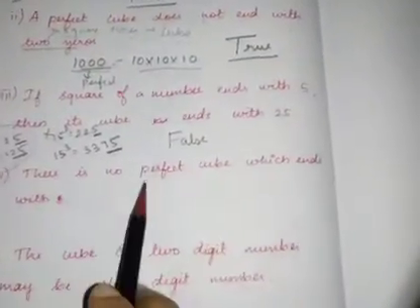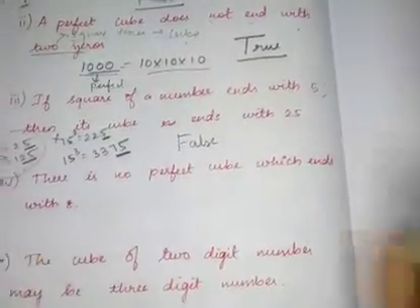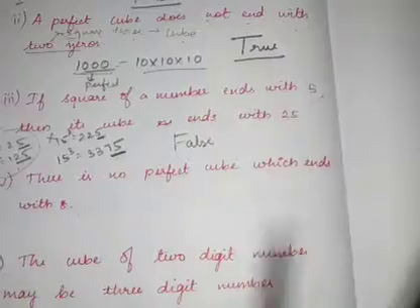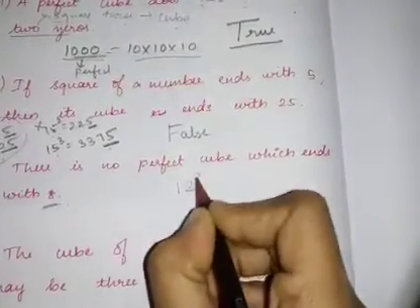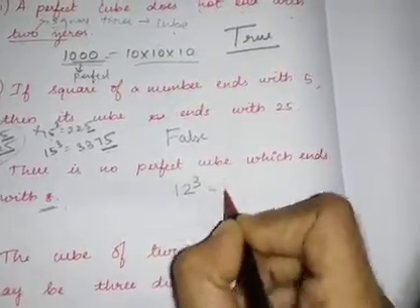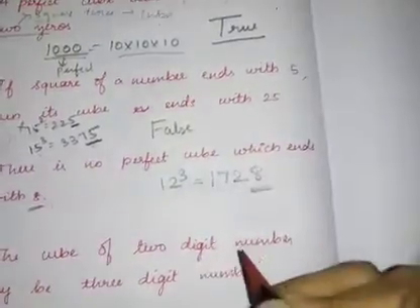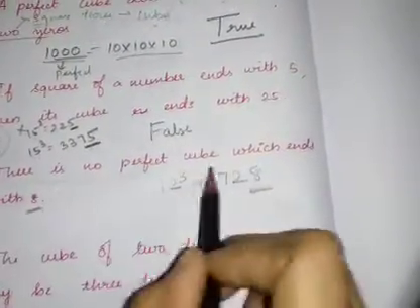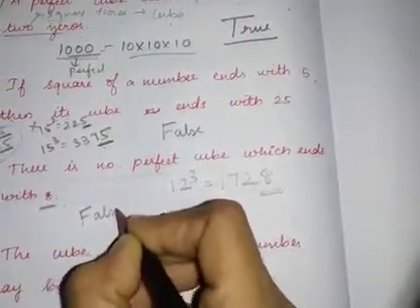Next, there is no perfect cube which ends with 8. They are saying that there is no perfect cube which ends with 8. Let me check with an example. 12 cube, what is the answer? I am multiplying and finding 1728. But it ends with 8, no? But they are saying there is no perfect cube which ends with 8. So that statement is false.